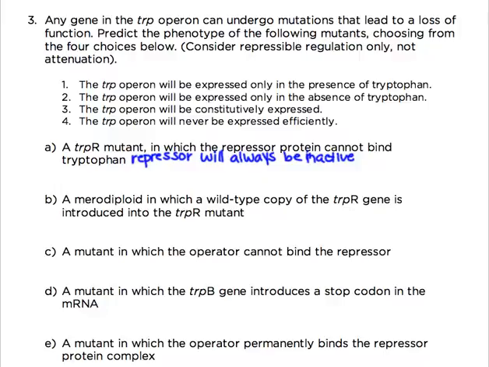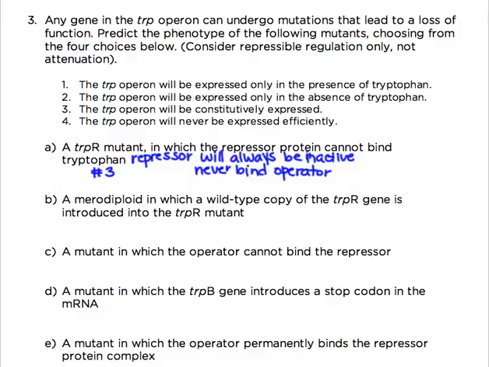Because if we're not considering attenuation here, we're just talking about the repressible regulation. If the repressor can never bind the operator, then the operon will always be on. So the phenotype here would be choice number 3, where the TRP operon will be constitutively expressed, which means always. So the repressor will be inactive and never bind the operator.